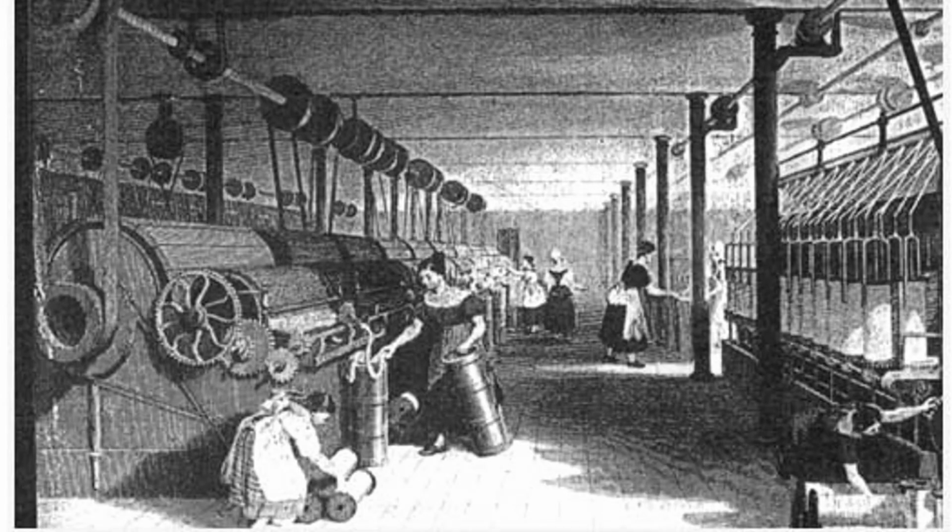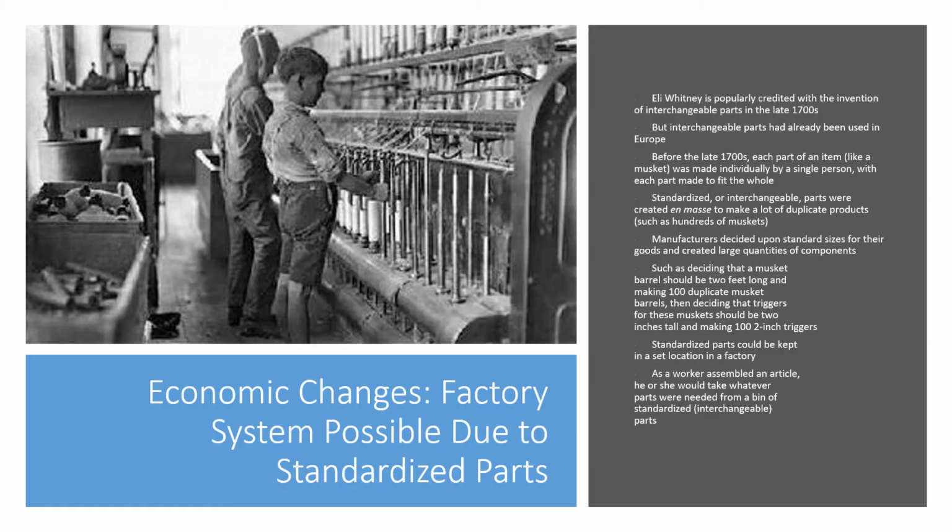Here is what the factories looked like in the second industrial revolution. Factory systems would also have economic changes because of the invention of standardized parts. Eli Whitney is popularly credited with the invention of interchangeable parts around the 1700s. But interchangeable parts had already been used in Europe before the 1700s. Each item, like a musket, was made individually by a single person, with each part being made to fit a whole. Standardized or interchangeable parts were created en masse to make duplicates, like hundreds of muskets in the case of a battle.